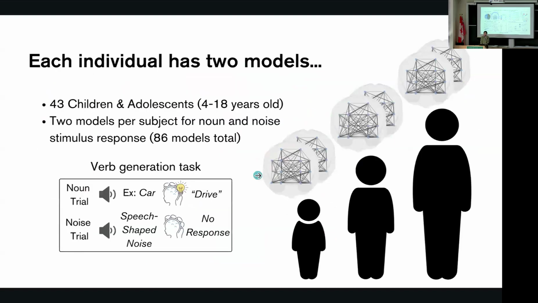And we do this for every individual in our cohort of 43 children and adolescents aged 4 to 18 years old, creating 2 models for each, representing the trials in the expressive language task, where in the noun trial, you hear a noun, so car, and you're expected to think of an associated verb, like drive. In the noise trial, you hear speech-shaped noise, so it's still an auditory stimulus, but no response is expected. So 2 models per person for each trial.